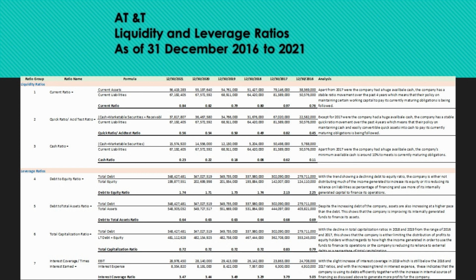The third leverage ratio is the total capitalization ratio, wherein it is taken by dividing total debt with the long-term debts plus equity. With the decline in the total capitalization ratio in 2018 and 2019, from the range of 2016 and 2017, this shows that the company is limiting the distribution of dividends to equity holders, regardless of how high the income generated, in order for income to be retained in the company to finance any future operations. And from 2018 up to 2021, it is at the same range.